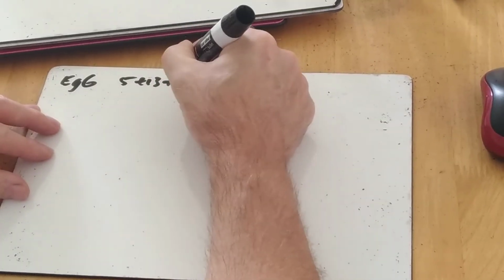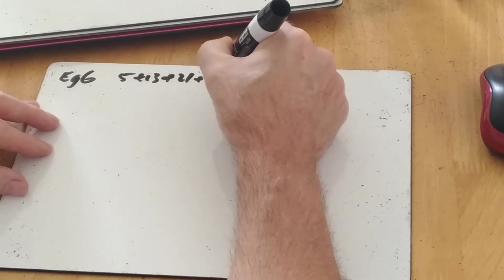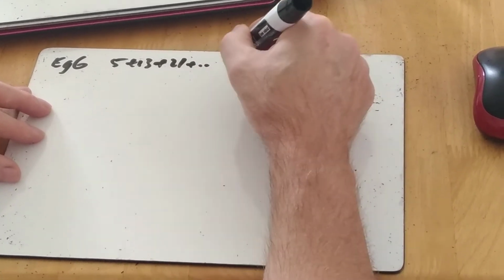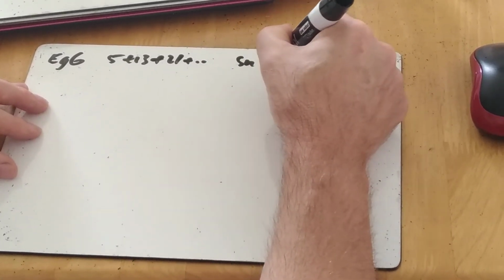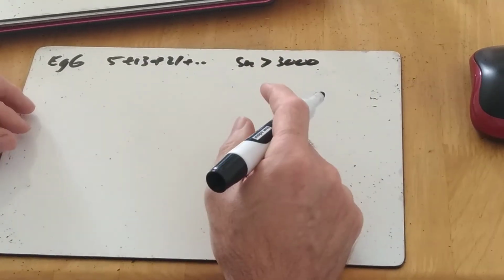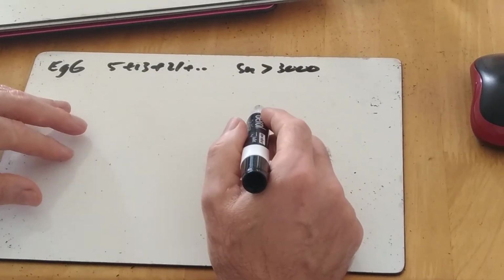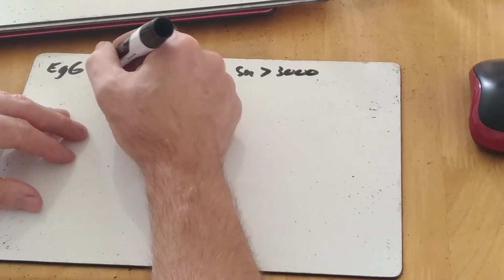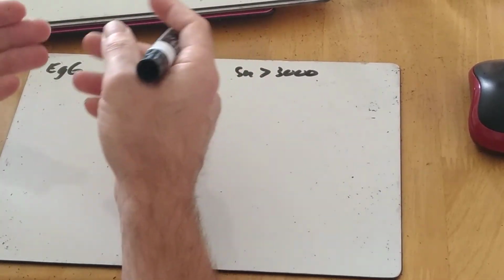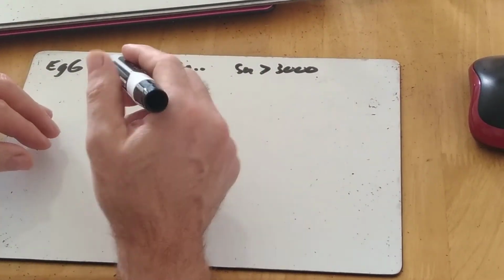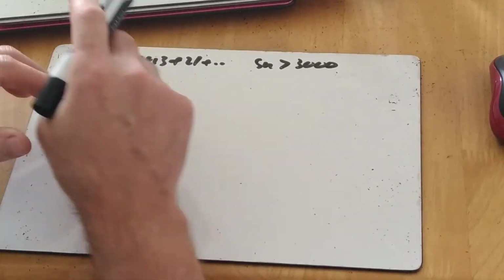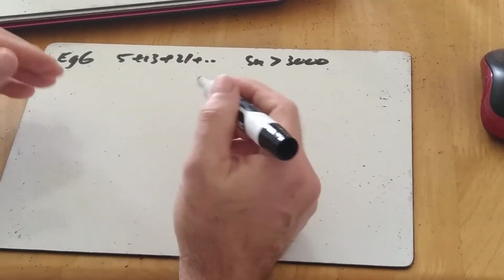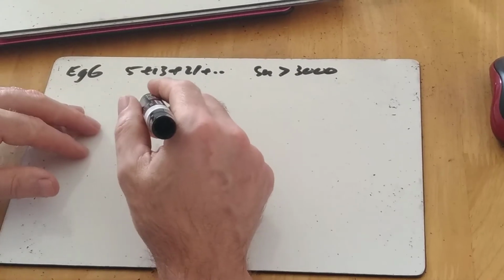Which says I've got a series 5, 13, 21, and so on, and the sum is bigger than 3,000. So what's the end term that gives me just over 3,000? I'm going to solve Sn equals 3,000, get an n value, and round it up no matter what it is. There's a possibility that I'm going to end up with a quadratic equation, 2 solutions. So let's have a look at what happens then.